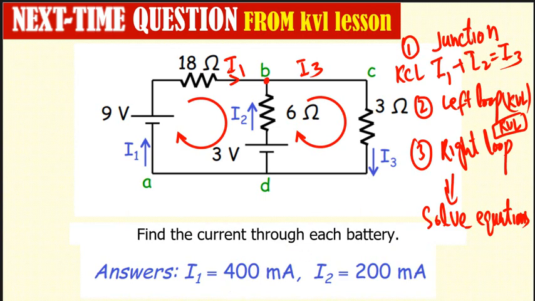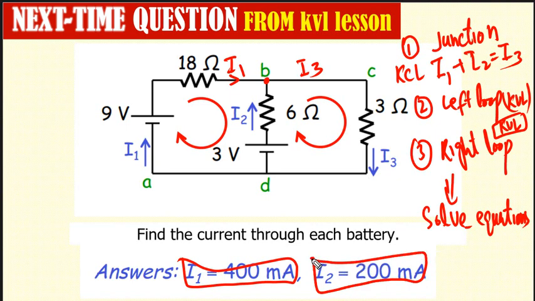So if you follow these steps, you will get your answer for I1 as 400 milliamps, and your answer for I2 will be 200 milliamps. If you couldn't get the answers, then just come back and search the channel for the third part on Kirchhoff's laws.